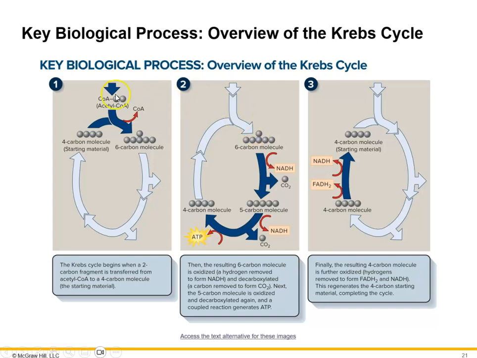To become a 6-carbon molecule. And that just keeps going. So 2-carbon combines with 4. We get this 6-carbon molecule, get rid of a carbon and a hydrogen, get rid of a carbon and a hydrogen, give off ATP, recycle that leftover 4-carbon molecule, and so on. That's how we're providing our FADH2 and our NADH to the electron transport chain.